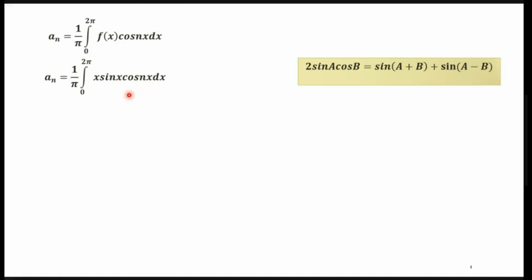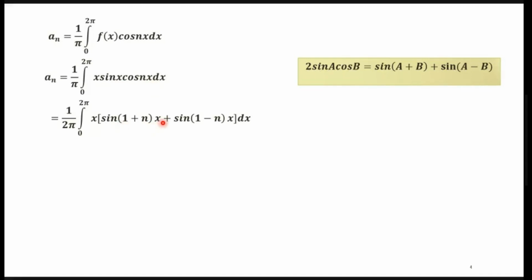So what I will do is now I'll take x common and then write the function. तो कैसे लिखना है, 2 is missing here, so multiply and divide by 2. So we will get 1 upon 2 pi. x तो वैसे ही रहेगा, sin a cos b. a is x, b is nx. तो a plus b क्या हो जाएगा, x plus nx. a is x, b is nx. तो a plus b हो जाएगा x plus nx.